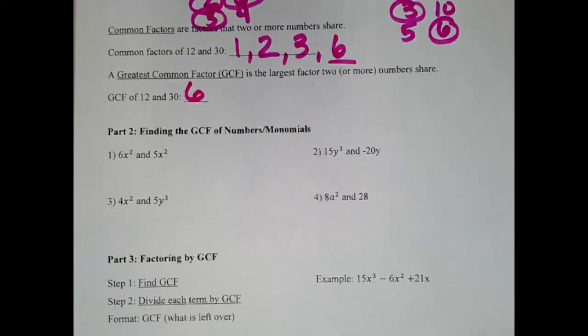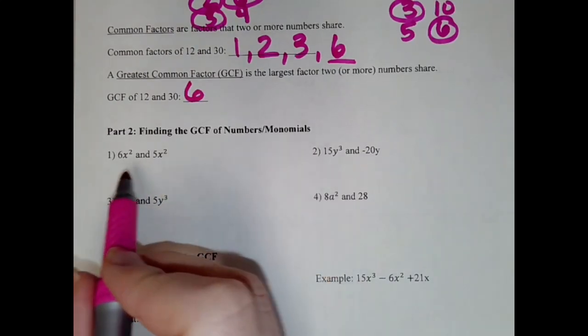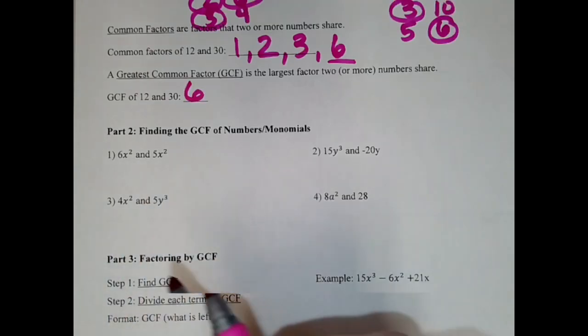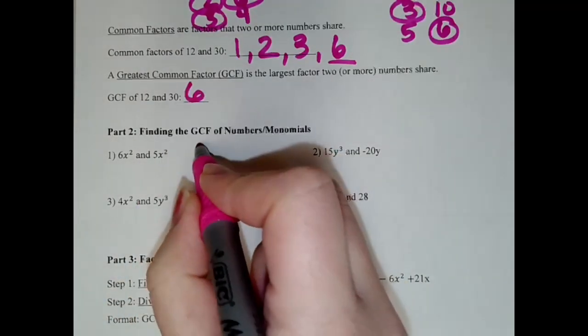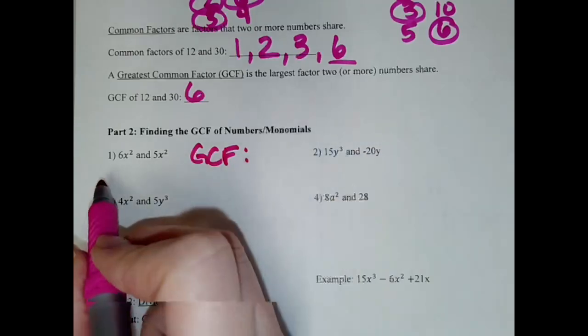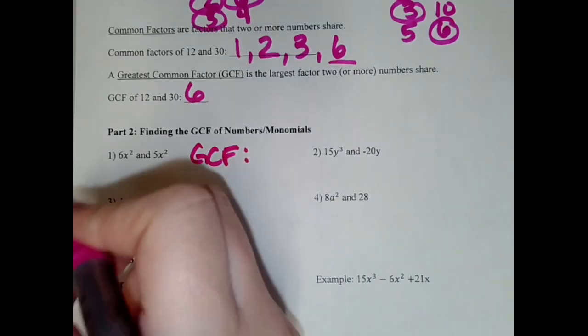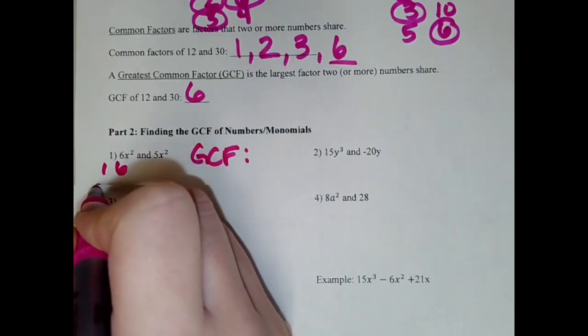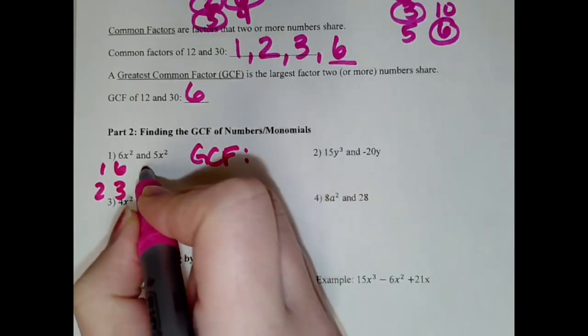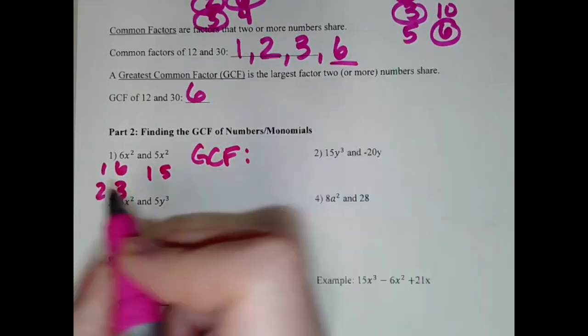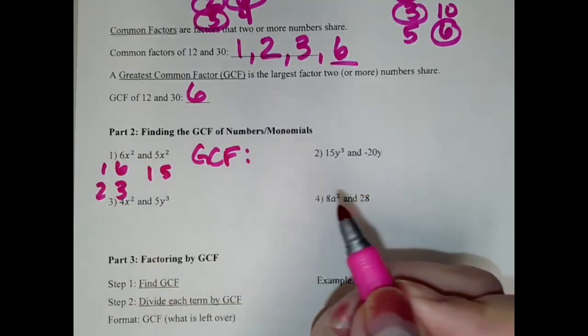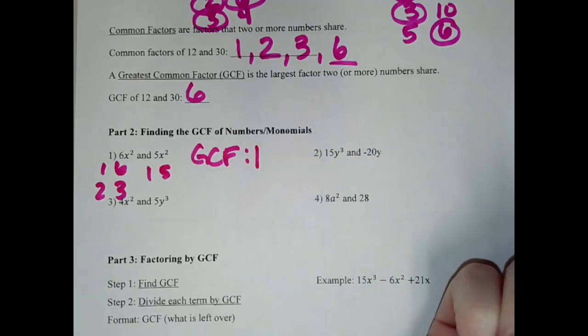So if we're taking a look at part 2, it says finding a GCF of numbers and monomials. So you can find GCFs with constants, which are your numbers, and variables as well. So if I'm thinking about the GCF for 6x squared and 5x squared, the factors of 6 are 1 and 6, 2 and 3. The factors of 5 are just 1 and 5. So the greatest common factor for the numbers is just going to be 1.